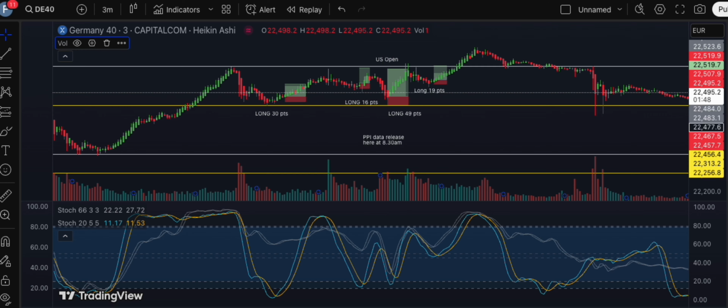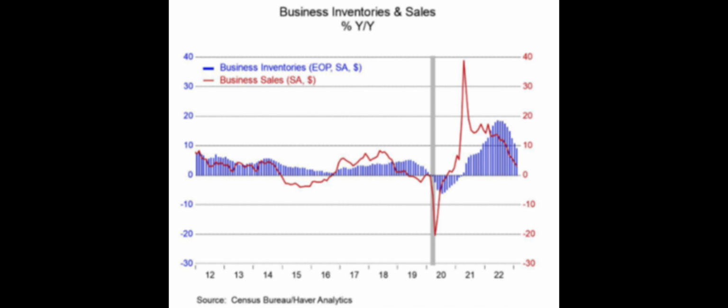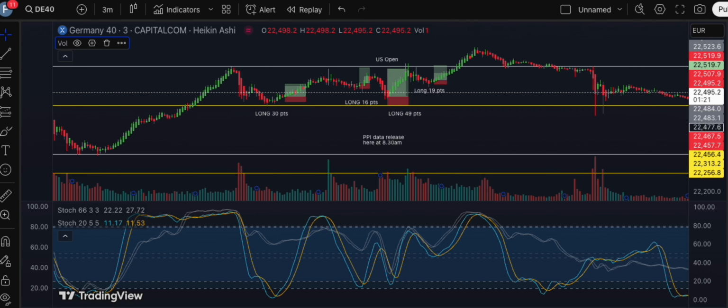Let's see. Industrial production and capacity utilization is at 9:15 a.m., right after that, the previous retail sales, and this will give us insight into the strength of the manufacturing sector. Business inventories will follow right around 10 o'clock, and this can impact GDP estimates if we see major deviations.